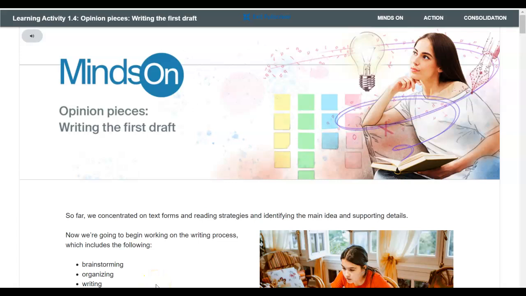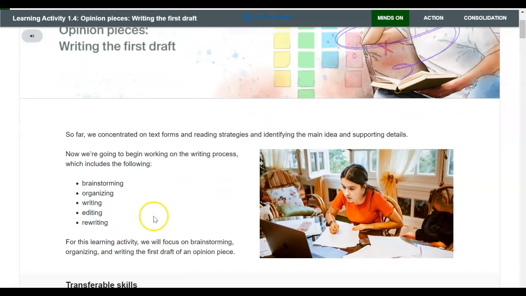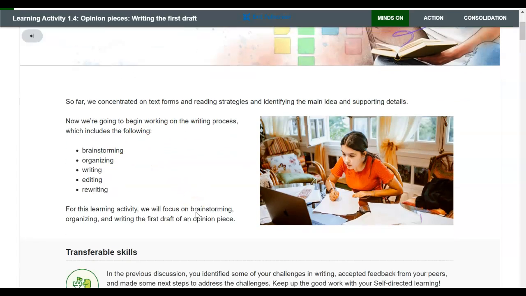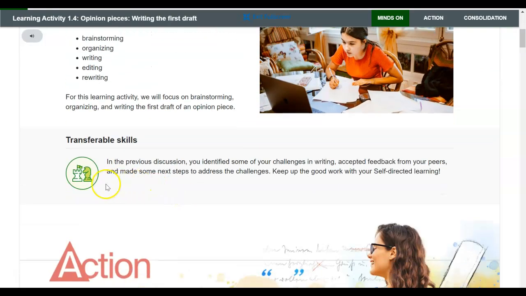Hi, literacy students. I'm just going to briefly go over the Unit 1 activity for opinion pieces, writing the first draft. You're going to start with your minds on, which is going to talk about opinion pieces, like I said, and writing the first draft, as there can be many drafts to things that you may write in the future. First of all, we're going to talk a little bit about brainstorming, organizing, writing, editing, and then rewriting it to make sure you have a good final polished paragraph or whatever it is that you are writing.